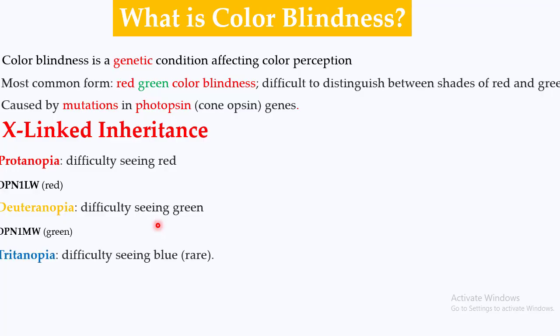And the third condition, which is very rare, is known as Tritanopia, where there is difficulty seeing the blue color, and the mutations in Tritanopia occur in the gene known as OPN1SW. The locus of this gene is not on the X chromosome. It is present on chromosome number 7, as I told you in the last video. What this simply means is that there are going to be mutations in these two genes, and that is going to lead to red-green color blindness.